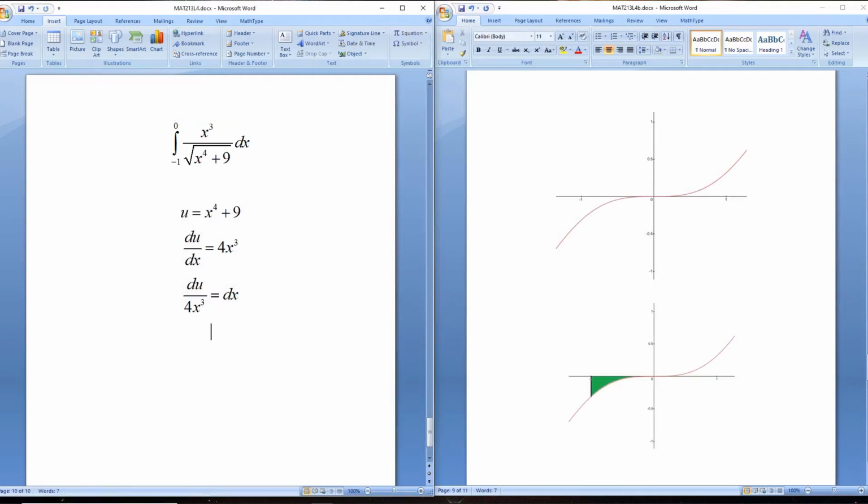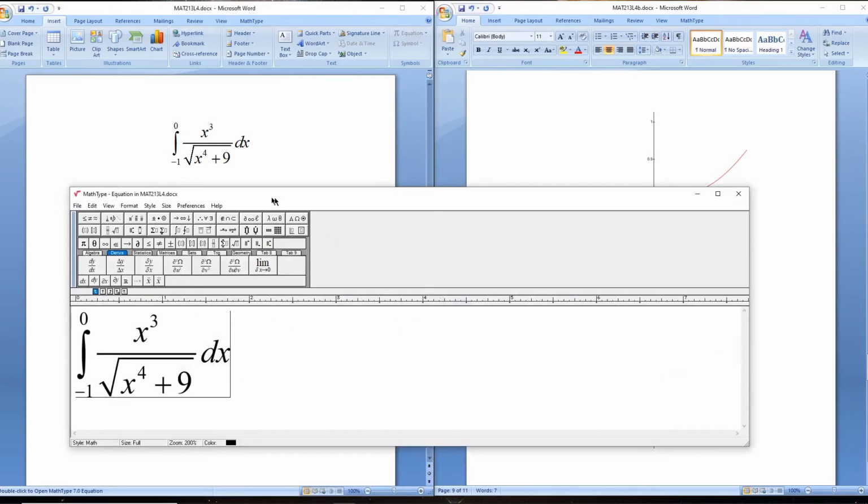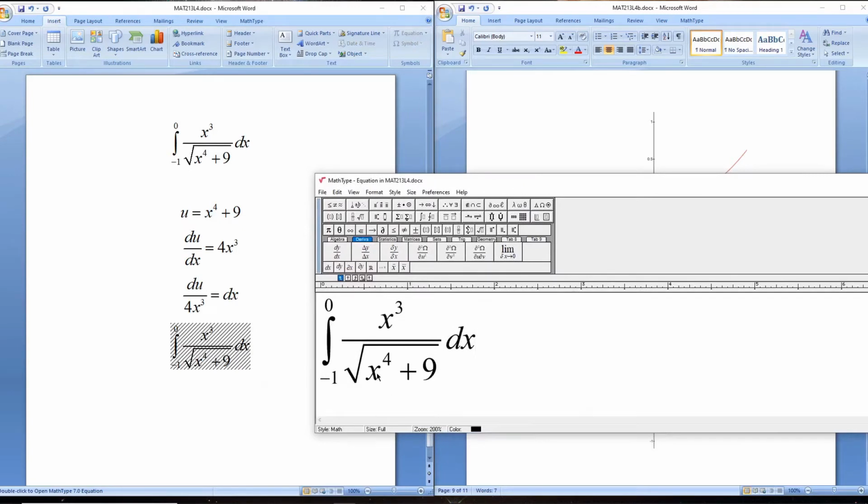And now we will take our integral and plug this information in. So instead of x to the fourth plus 9, we know this is, or we're calling this u. And then dx is now going to be du over 4x cubed. And if we look here, the x cubes will cancel. And the 1/4 is a constant that we can pull outside the integral.